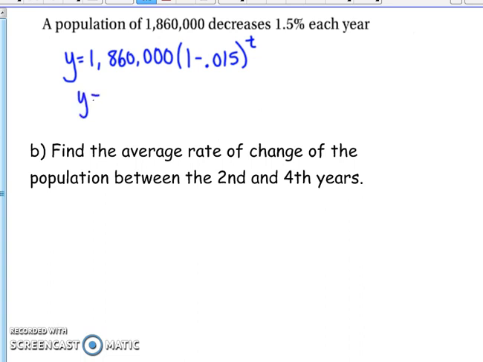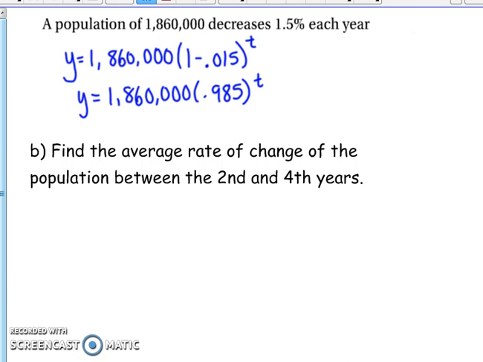So I'm just going to clean it up a little bit. So 1,860,000 times 0.985 to the t. So that's the function that we're going to be working with. Now, part B of this says to find the average rate of change of the population between the 2nd and 4th years. So first thing we want to do is find what the population is after the 2nd year and after the 4th year.